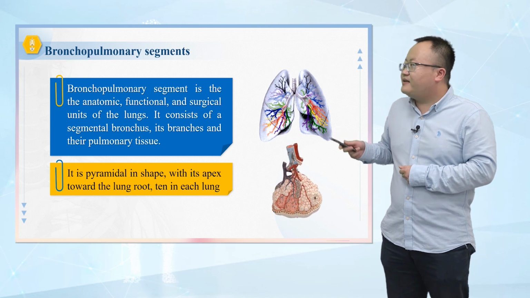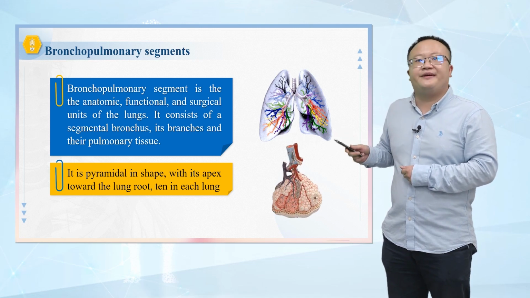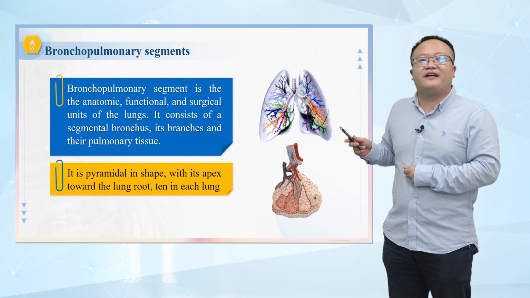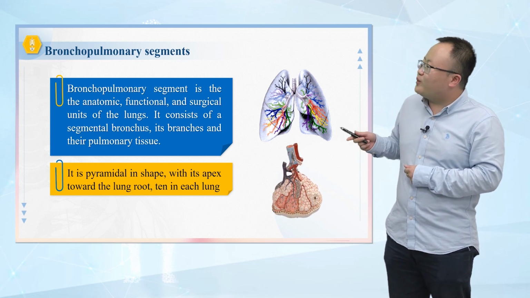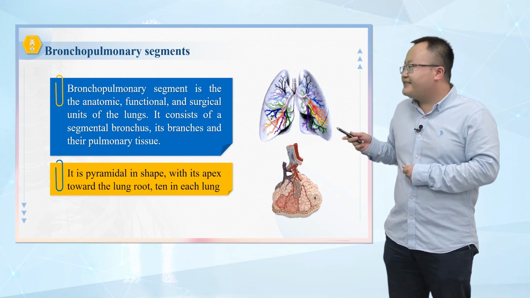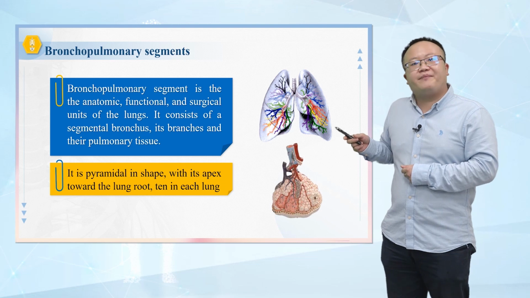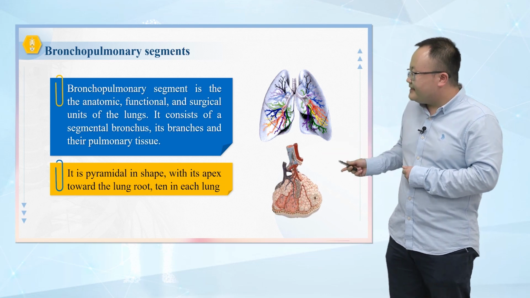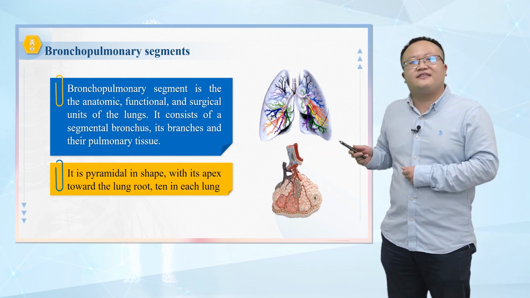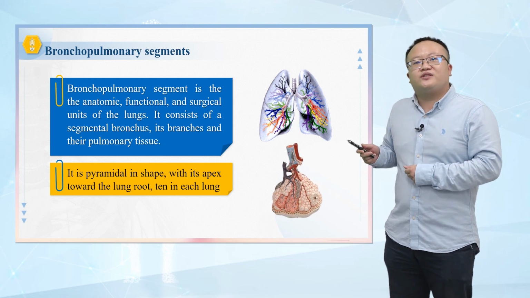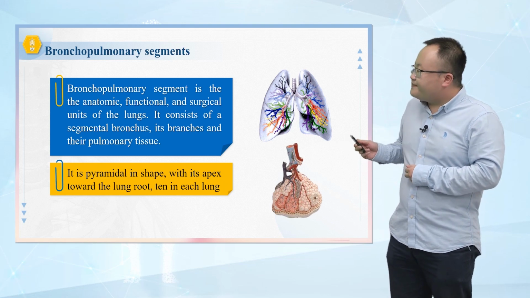Bronchopulmonary segments. A bronchopulmonary segment is the anatomical, functional, and surgical unit of lung. It consists of a segmental bronchus, its branches, and their pulmonary tissue. It's pyramidal in shape, just like this, with its apex towards the lung root, 10 in each lung.